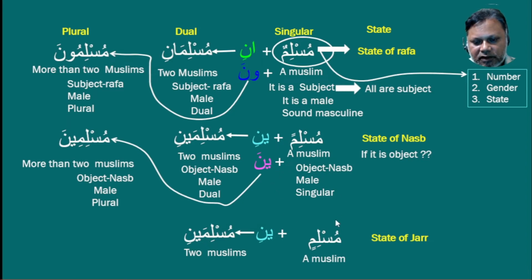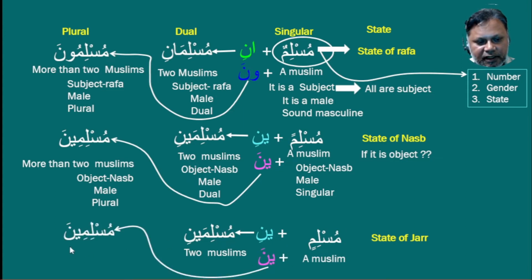Now, if we want to make this jar state into plural, then we have to add ina. Now we will get Muslimina. The same thing that we have done in nasab, the plural is ina, Muslimina, and in the jar state also Muslimina. It is more than two Muslims. These are the things that we can understand whenever we see any such noun.